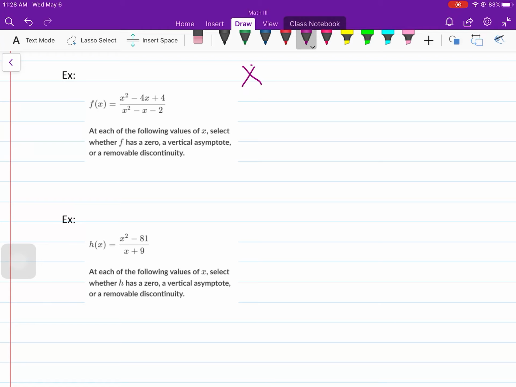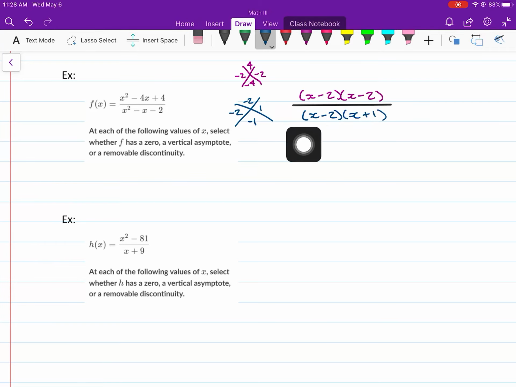So let's go ahead and change this into factored form. Our top one will be what multiplies to 4 and adds to negative 4, which would be negative 2 and negative 2. So on the top we'll have x minus 2, x minus 2. And then on the bottom, we will have what multiplies to negative 2 and adds to negative 1. Looks really bad, diamond method there. Okay, and then that would be negative 2 and positive 1. So we'll put x minus 2 and x plus 1.